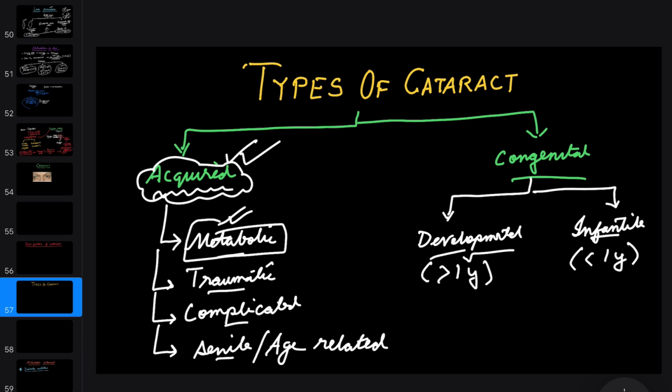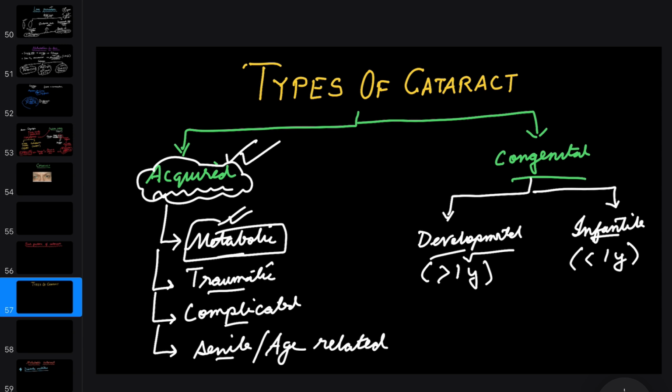Metabolism means what? Metabolism means we are dealing with all those carbohydrates, proteins, fats, and the different metabolic pathways that they go through. There is some problem in that, and due to that metabolites are accumulating within the lens, and that is leading to opacification. This is very roughly speaking what metabolic cataract means.